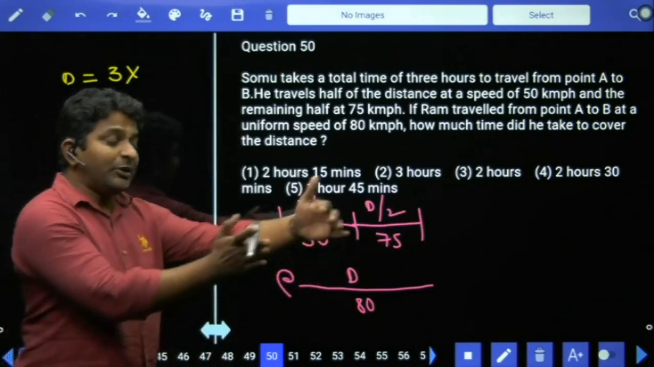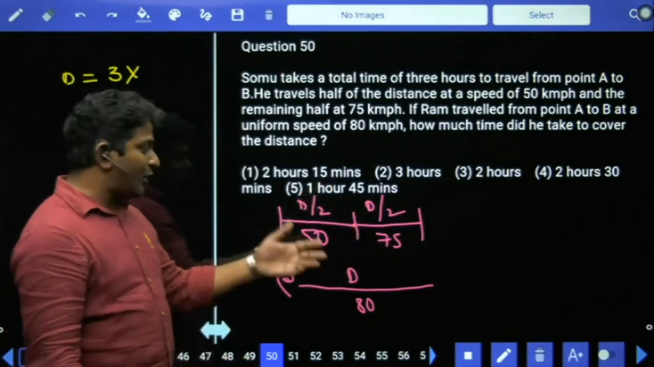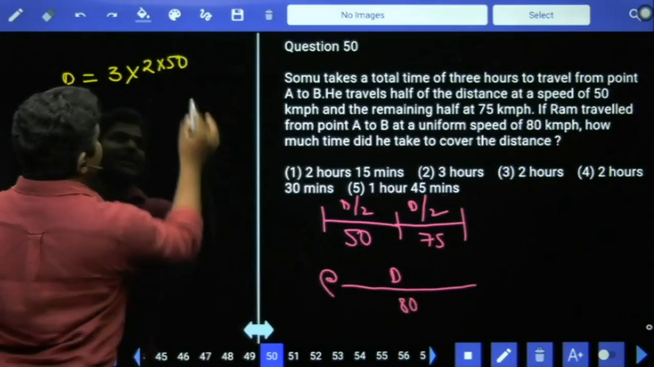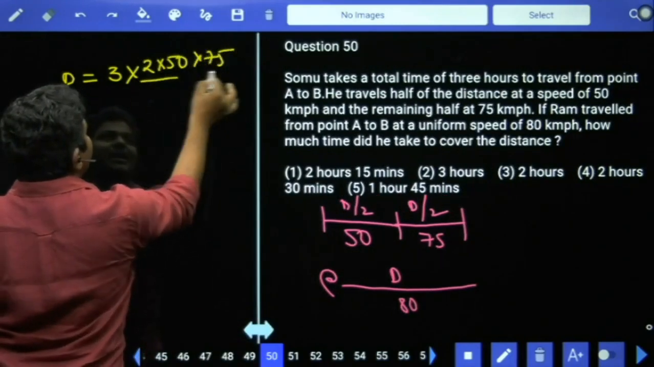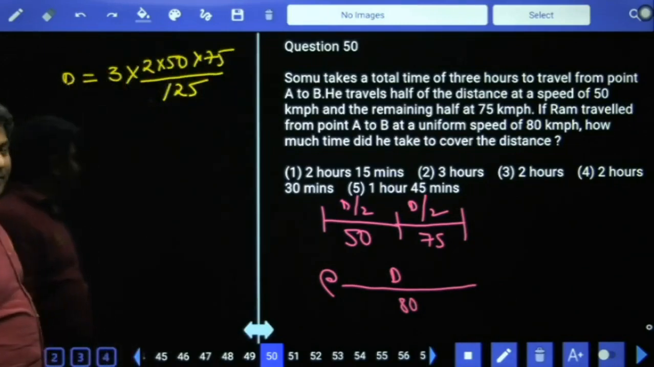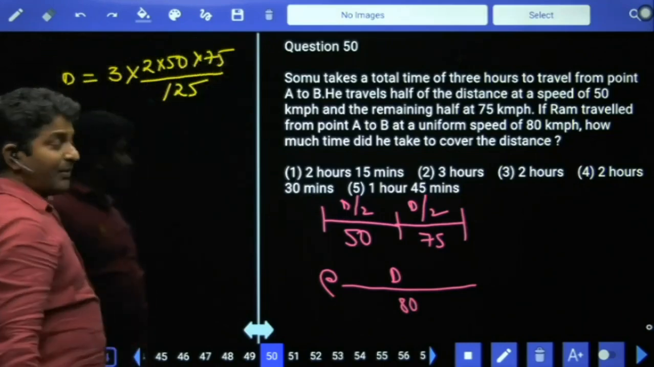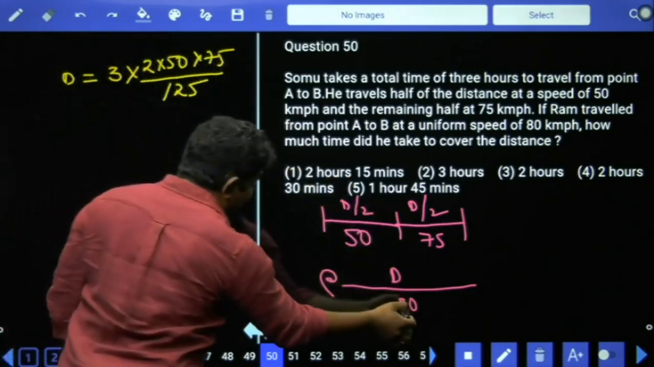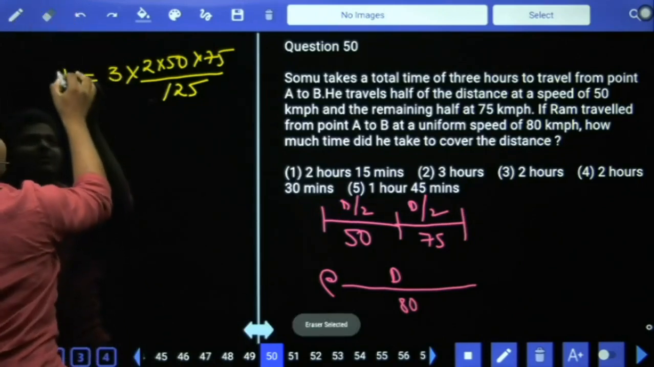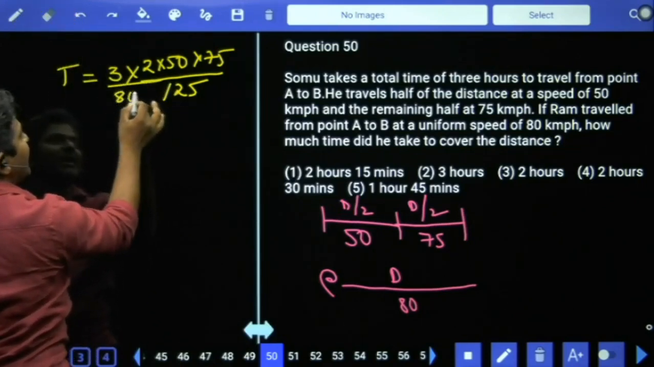Half distance traveled at 50 km per hour, remaining half traveled at 75 km per hour. So if distance between two places are same, average speed is 2ab by a plus b. 50 plus 75, 125. This is the total distance. Now the same distance should be traveled with 80 km per hour. Then time taken is equal to distance divided by 80.